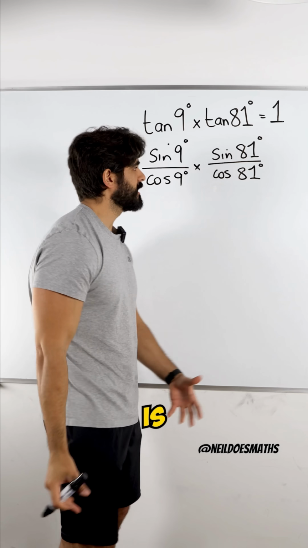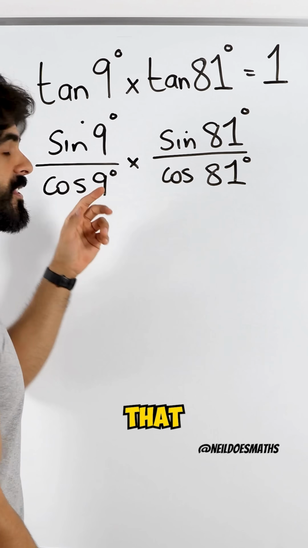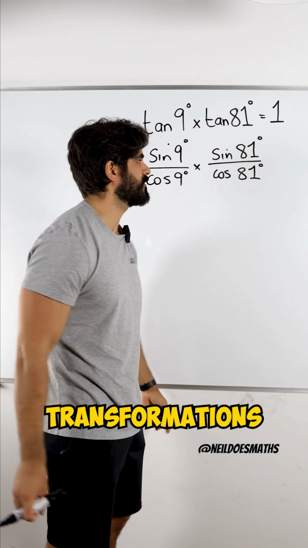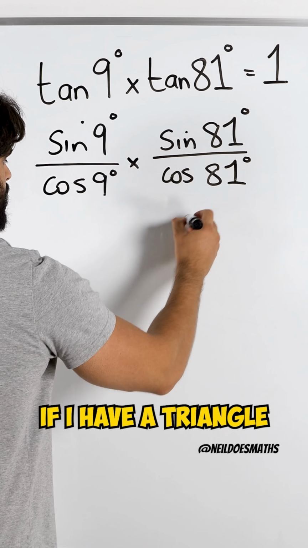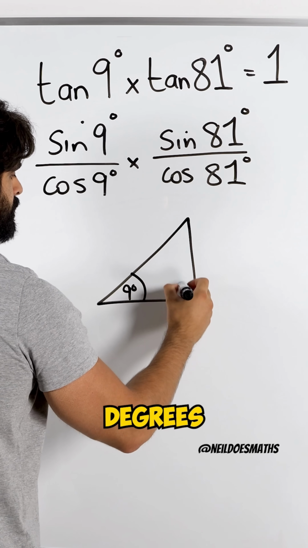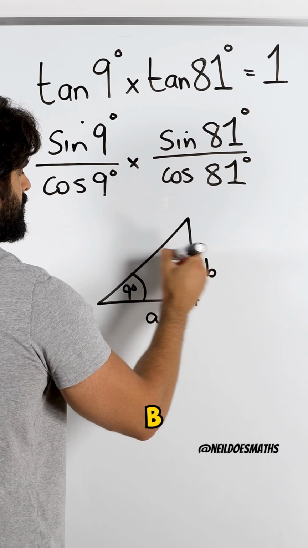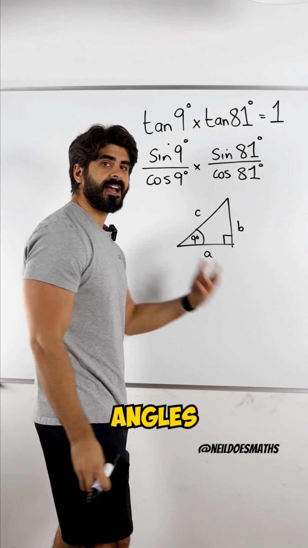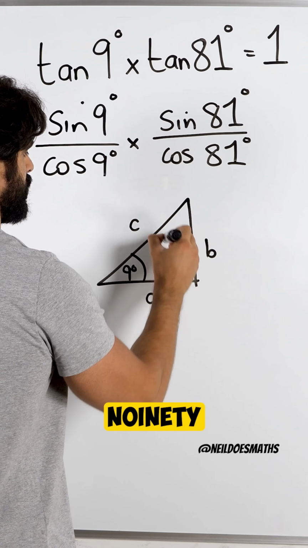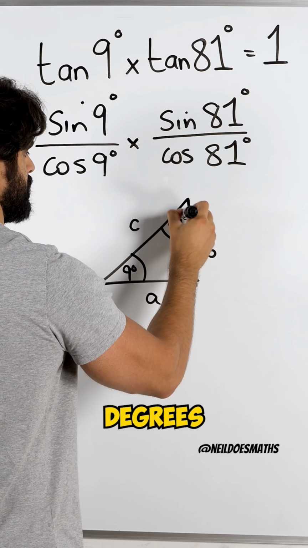The next thing we need to do is rewrite one of these functions so that the angles are the same. And we can use something really cool here known as the acute angle transformations. Okay, how does it work? If I have a triangle with an angle of 9 degrees, and then I just label this A, B, C. Using angles in the triangle adding up to 180 degrees, if this is 9, that's 90, this is 81 degrees.